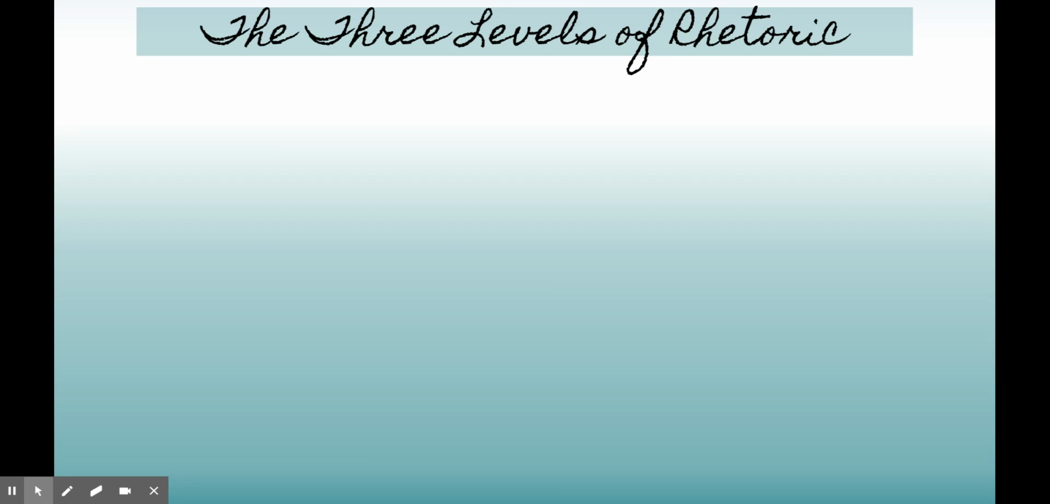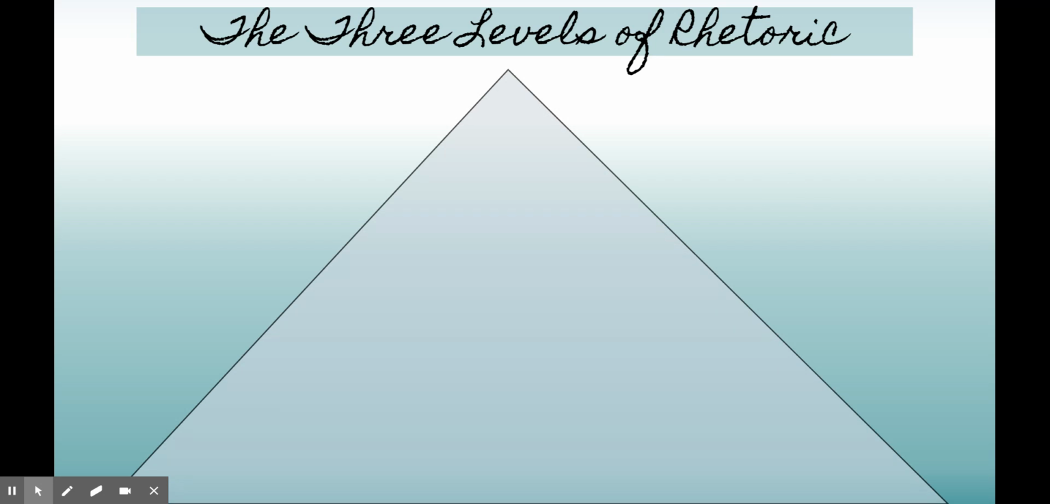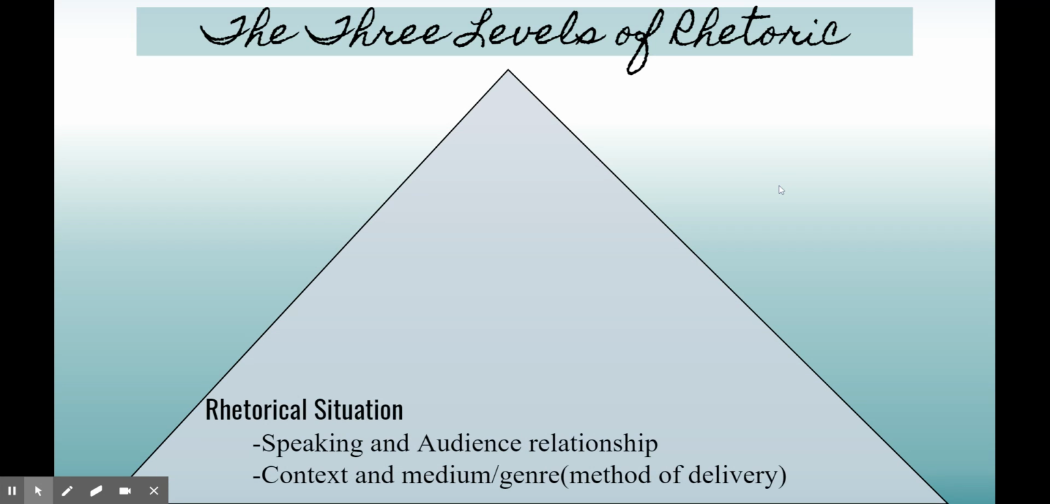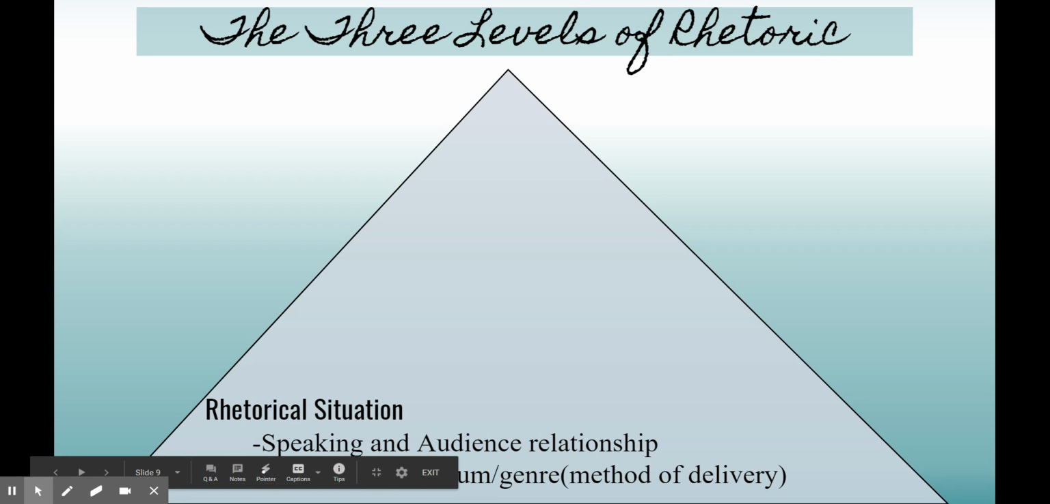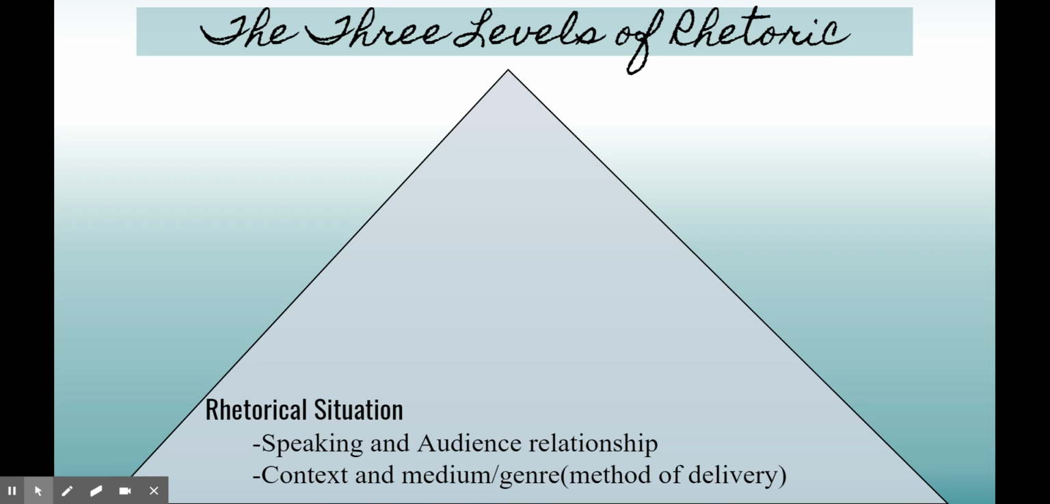Okay, this is extremely important because rhetoric is pretty much everywhere. Anywhere you look in speeches, commercials, movies, there's some rhetoric. And as you go throughout high school, you're going to be studying the various levels of rhetoric. So the first level is the rhetorical situation, which is what we're going to focus on today. That's the speaking and audience relationship, the context and medium and genre in which it's produced, everything that the author has to take into consideration when writing their text.